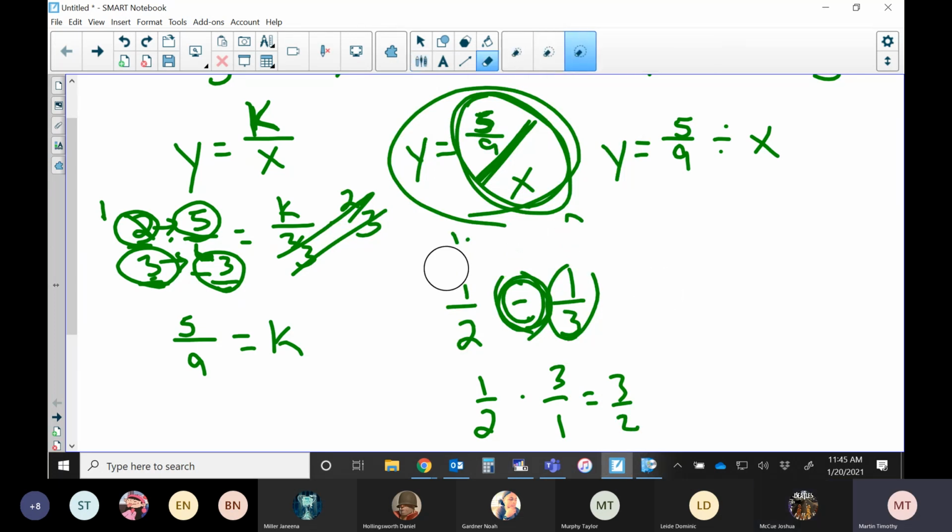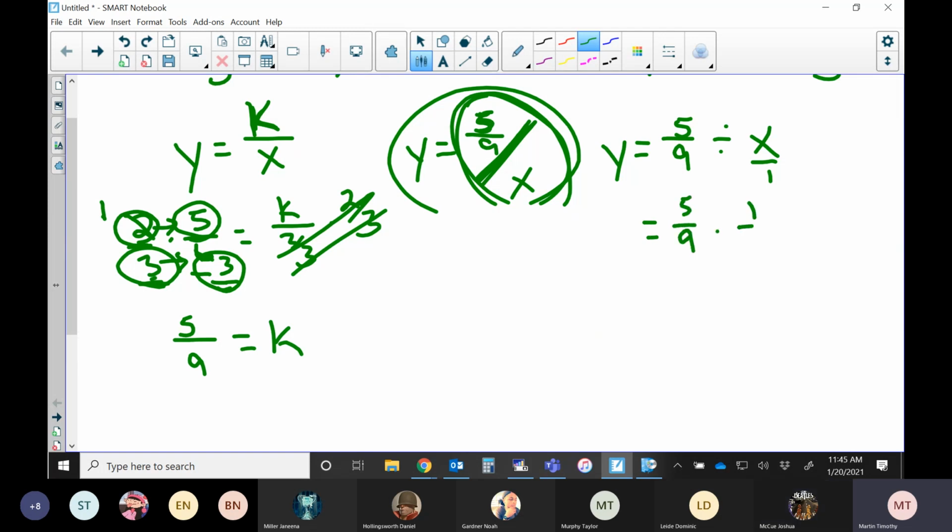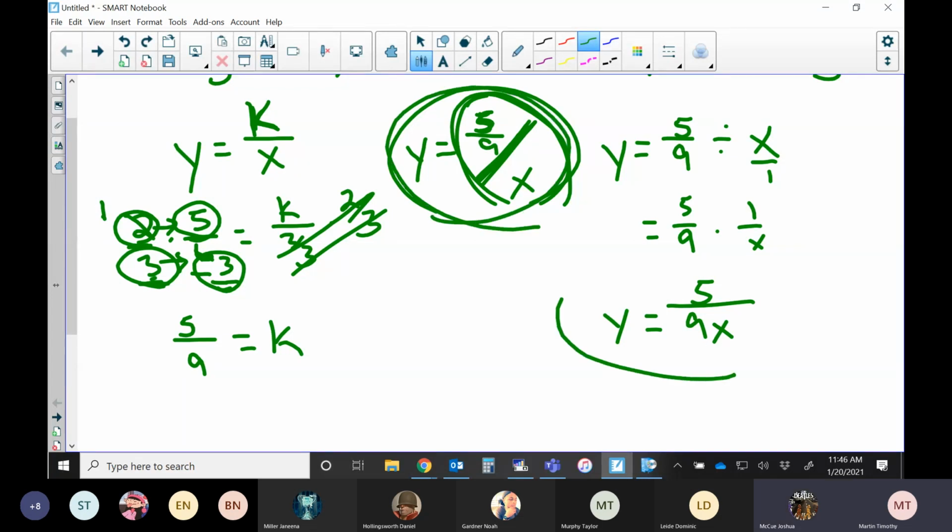Anything that I've learned in the past, I can apply here. Do you see how I'm dividing? And then can I make this a fraction? Sure. So instead of doing it like that, I'm going to do 5/9 times 1 over X. So you might actually see the answer written as Y equals 5 over 9X. This has the same meaning as that.